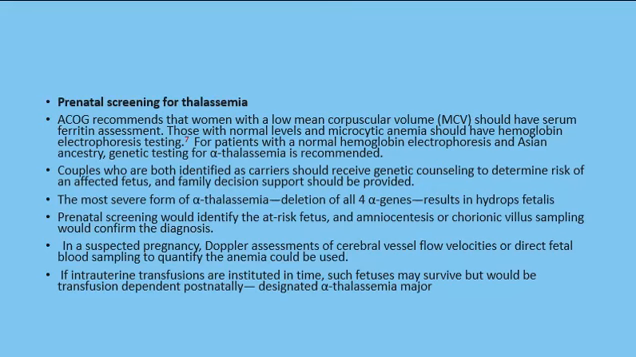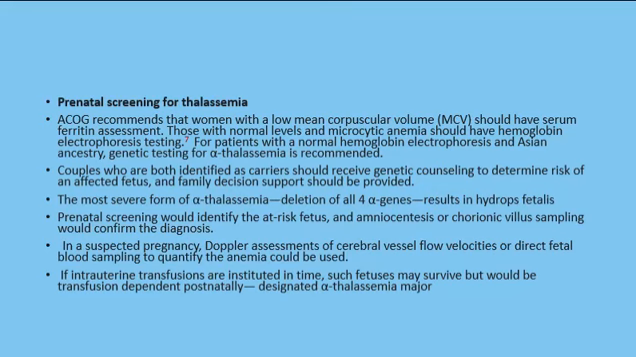The most severe form of alpha thalassemia, deletion of all 4 alpha genes, results in hydrops fetalis. Prenatal screening would identify the at-risk fetus, and amniocentesis or chorionic villus sampling would confirm the diagnosis. In a suspected pregnancy, Doppler assessments of cerebral vessel flow velocities or direct fetal blood sampling to quantify the anemia could be used. If intrauterine transfusions are instituted in time, such fetuses may survive but would be transfusion dependent, postnatally designated alpha thalassemia major.